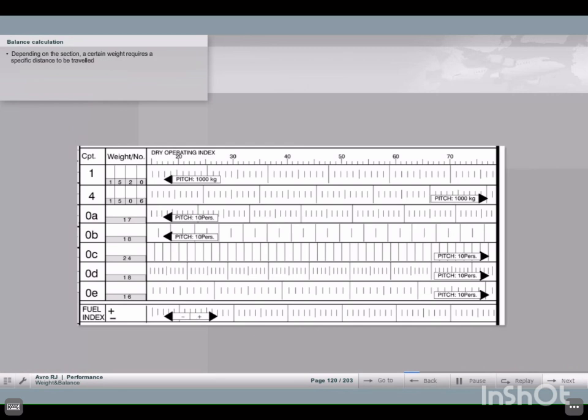For a given weight in the cargo compartments or a given number of passengers in the cabin, a certain distance has to be traveled, left or right on the trim sheet. Here we have 1,000 kilograms loaded in compartment 1. This equals exactly 1 pitch to the left on the sheet. As you see, the pitches in the relevant sections differ.